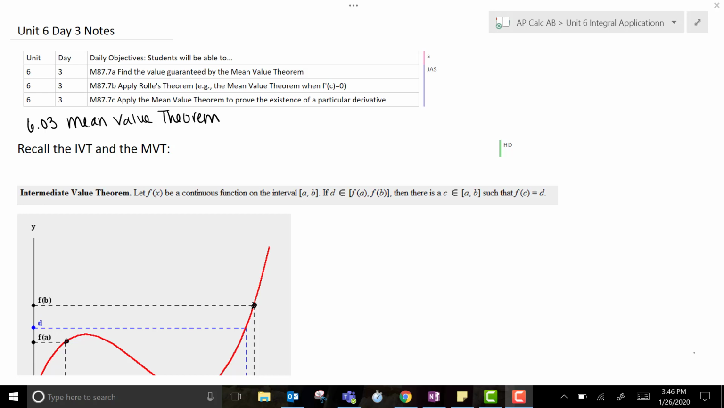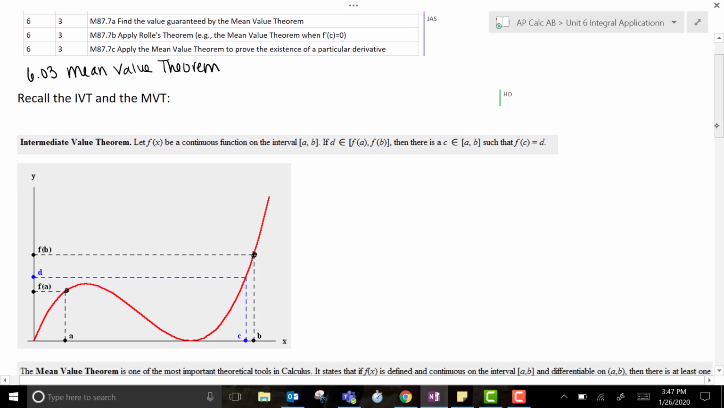Alright guys, so today we're looking at the mean value theorem, and we're going to talk about how the mean value theorem is different and how it can be used for some similar types of proofs as the intermediate value theorem, and when to use each. So earlier in the year we talked about the intermediate value theorem, and let's just recall that.